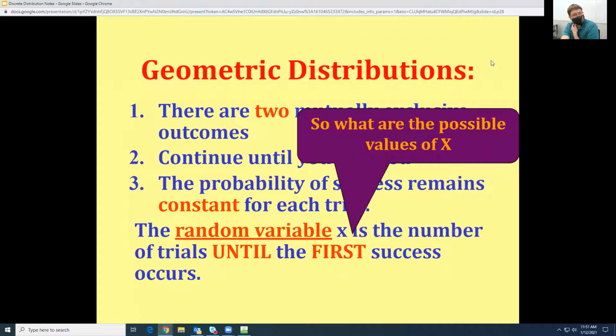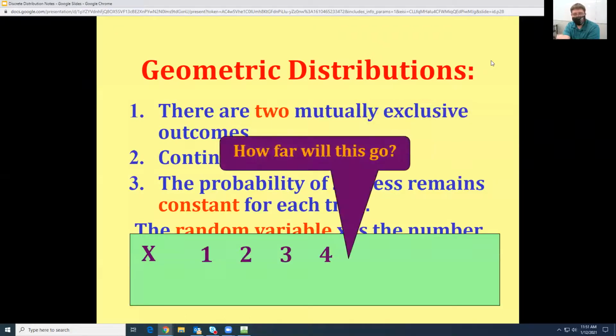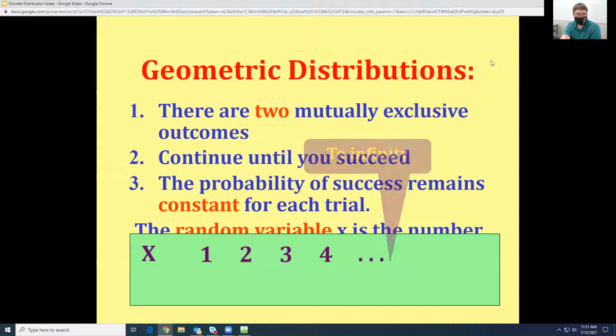So what are the possible values for X? Well, with binomial, it started with 0. I can have no successes, 1 success, all the way up to my trials size. With the geometric distributions, it starts with the number 1. Because if I don't even do a trial, because that's what X stands for, then I'm not even doing the experiment. So there's no 0 on this one. So how far can my distribution go? 1 time, 2 times, 3 times, 4 times? I don't know, many times as you want.